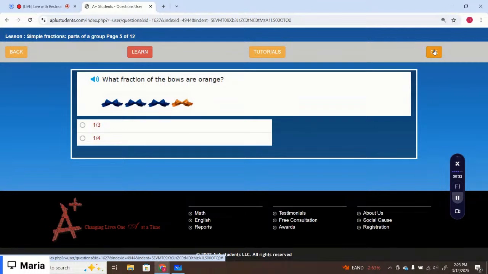What fraction of the bows are orange? That is 1 out of 4. Option number 2 is the correct option.